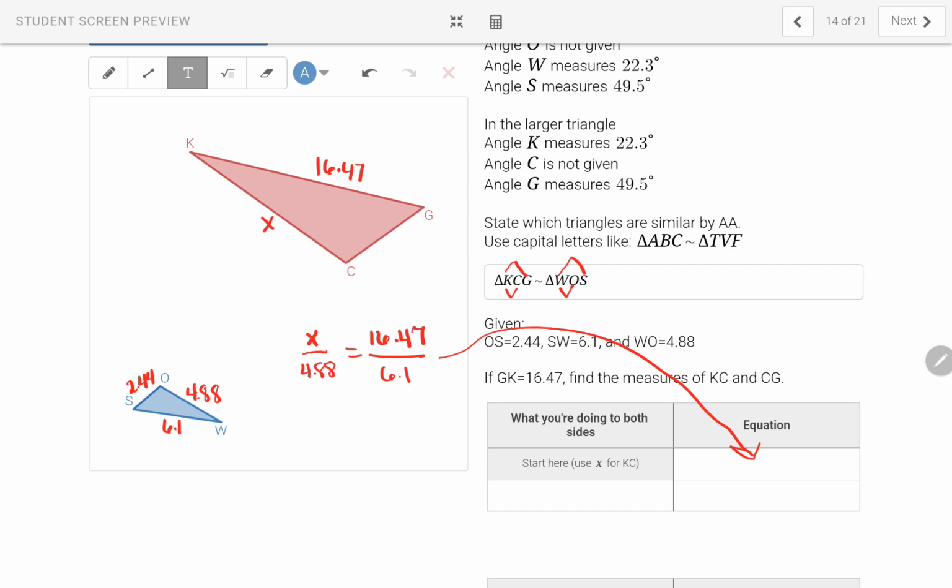Do the same for Y, and then find the perimeter. And then you're done. All right, goodbye.